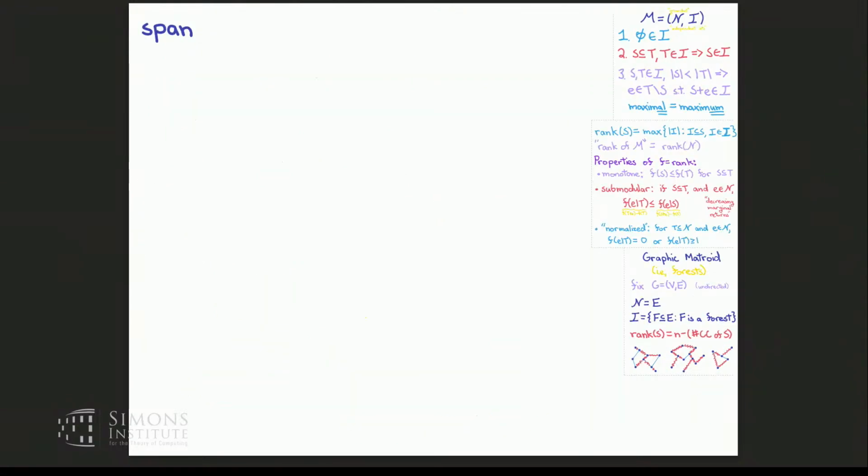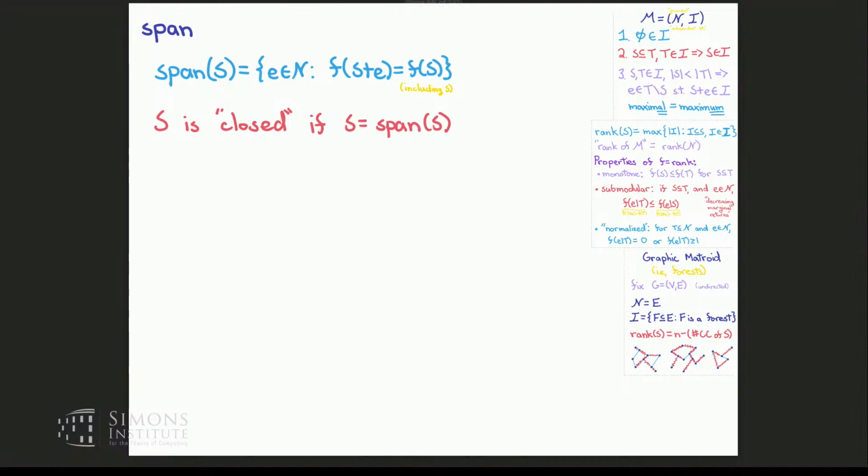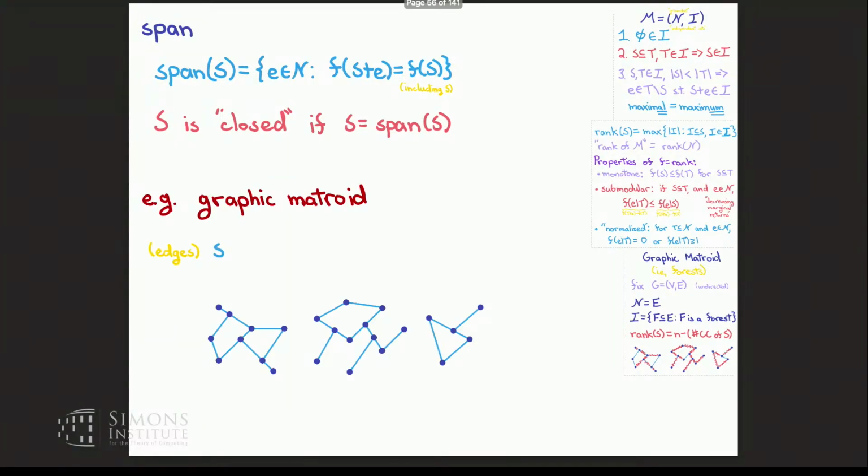Okay, another terminology, the span. So for a fixed set S, the span of S is going to be the set of elements that don't increase the value. And a set is closed if it's equal to its own span. So for the graphic Matroid, I have some set of edges S. And the span is going to be all the edges that are already connected among my set S. So these will not help me increase the size of a forest, the maximum forest.